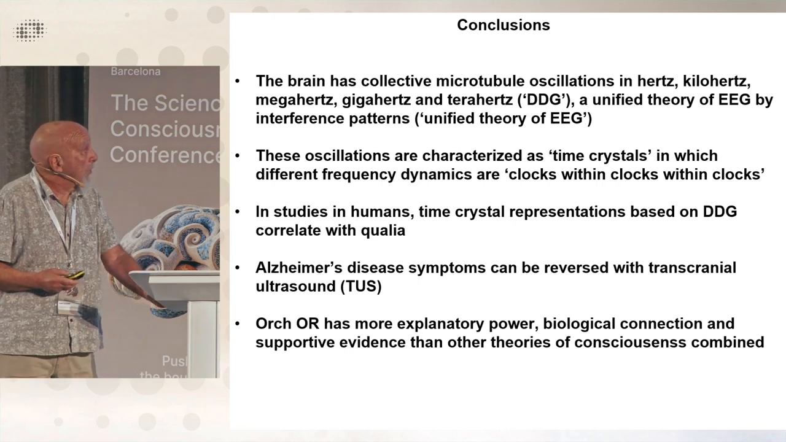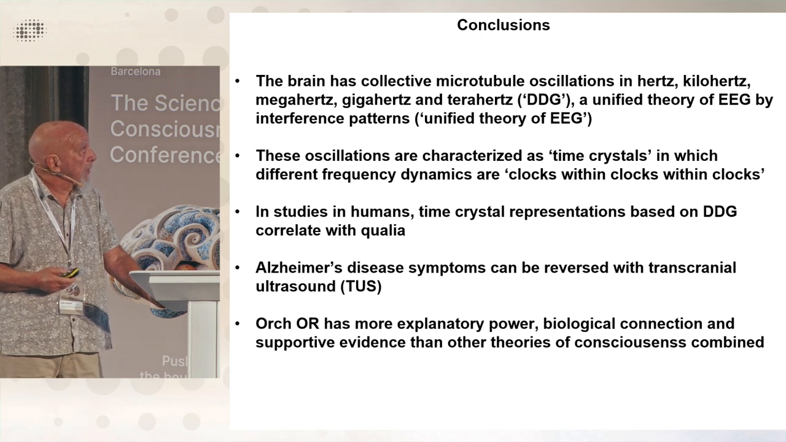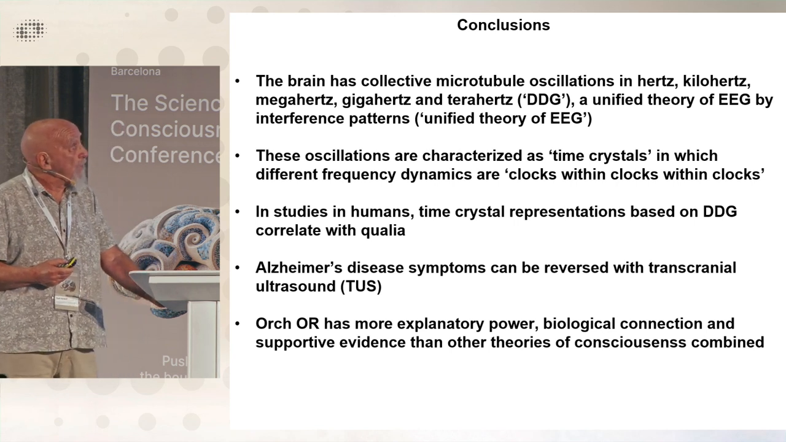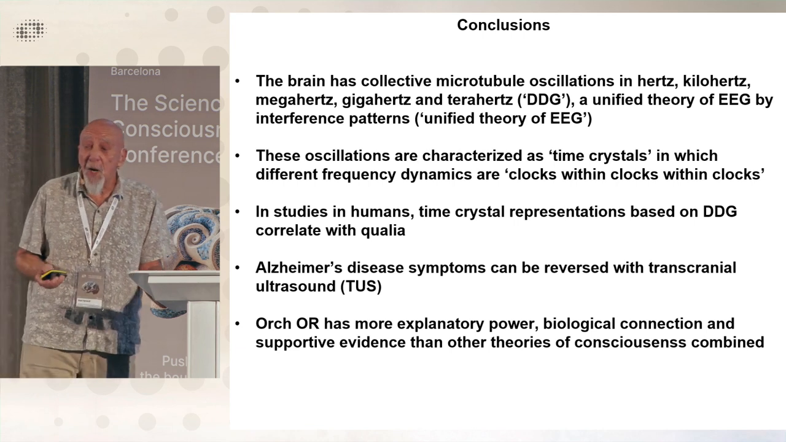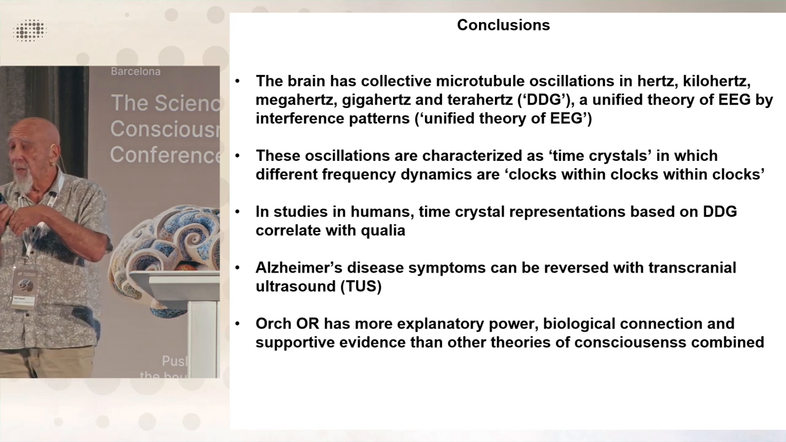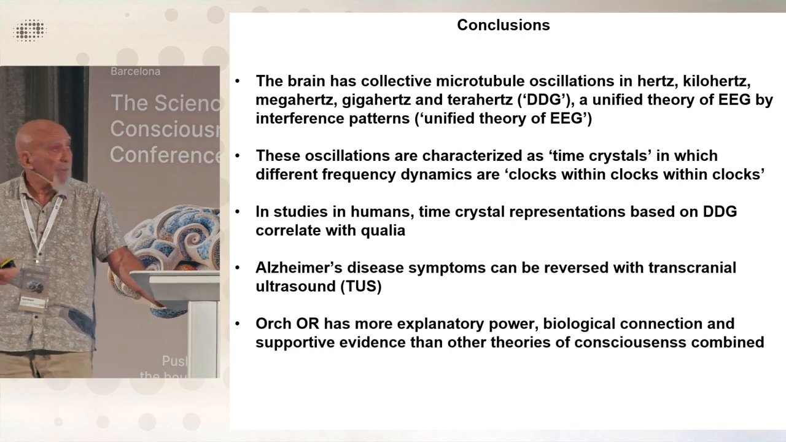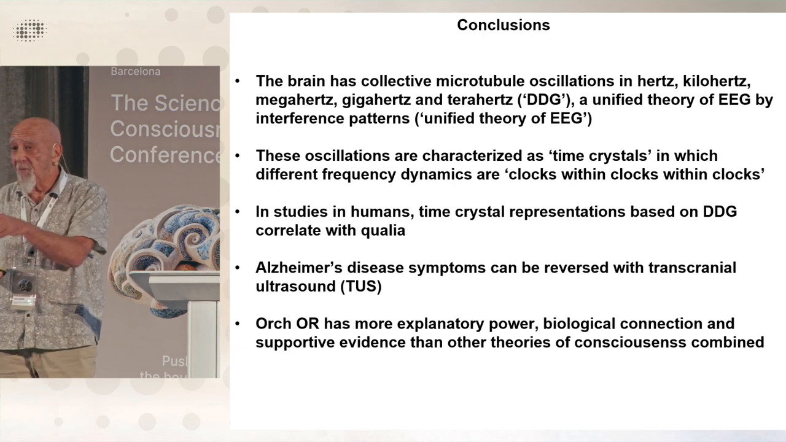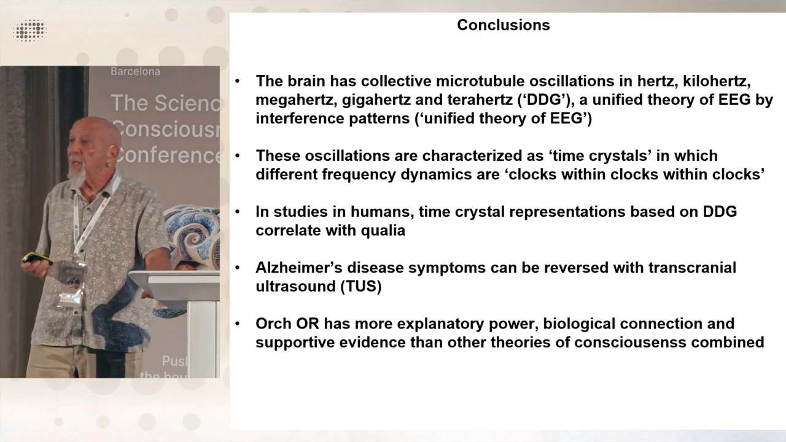So my conclusions are the brain has collective microtubule oscillations in hertz, kilohertz, megahertz, gigahertz, and terahertz. This is called the DDG, the dodecanogram. A unified theory of EEG by interference patterns. Actually, Roger and I proposed that in 2014 when we first realized that there had to be interference among the disrupted microtubules in dendrites and soma of pyramidal cells. And we were trying to figure out how we got from very fast to very slow. And he said, well, maybe it's negative resonance. And I said, what's that? He says, interference, like in music, beats.